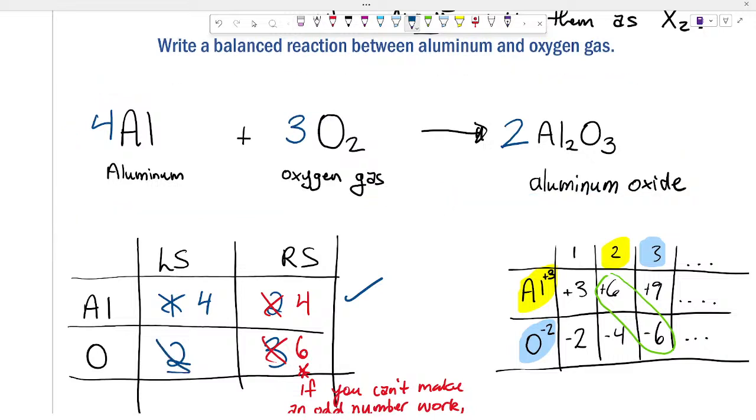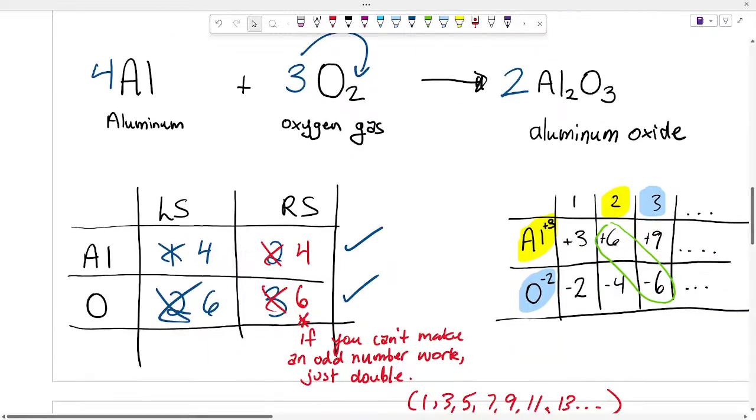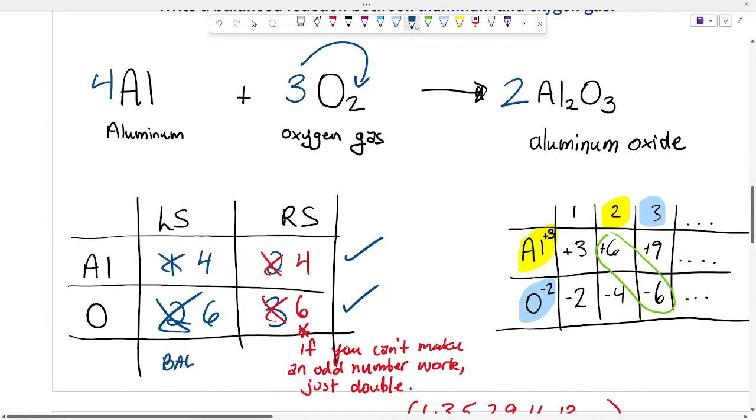Oh, I would replace it with what now? 3 times 2 is? Yeah, 6. Beautiful. Which means that it is balanced. Thank you. Sorry, I would have been annoyed if I'd forgotten to fill that in.